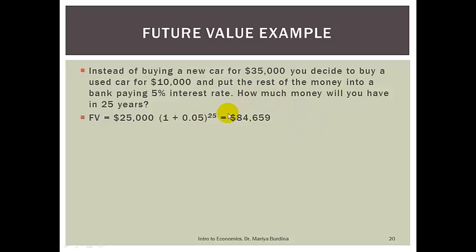At the end, you will get $84,000. Not bad, huh? The savings from not purchasing a new car. What if the interest rate was 6%? Then we would have future value equal to 25,000 times 1 plus 0.06 taken to the power of 25. I actually want you to calculate this number yourself. If you do everything correctly, you will see that this future value is going to be greater than the future value when the interest rate was 5%.